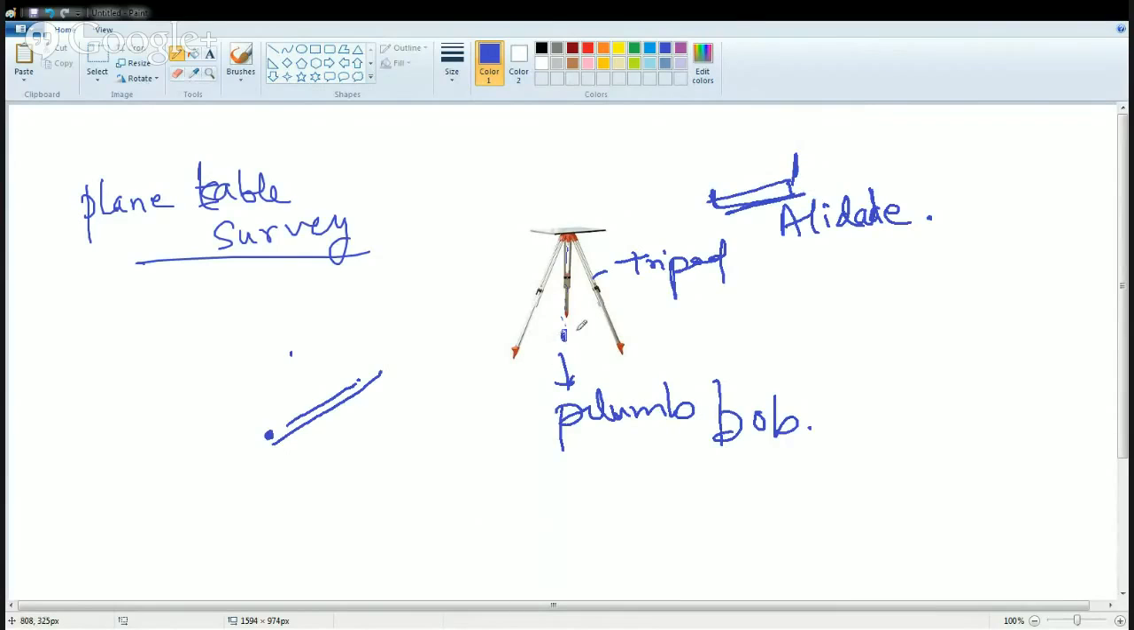This is usually used for small area surveys. You cannot do it for very big areas because it's difficult to go from one place to another, and it can be done only as long as you have a vision on the side. If you have an obstruction in between, it would be difficult to continue the plane table survey.